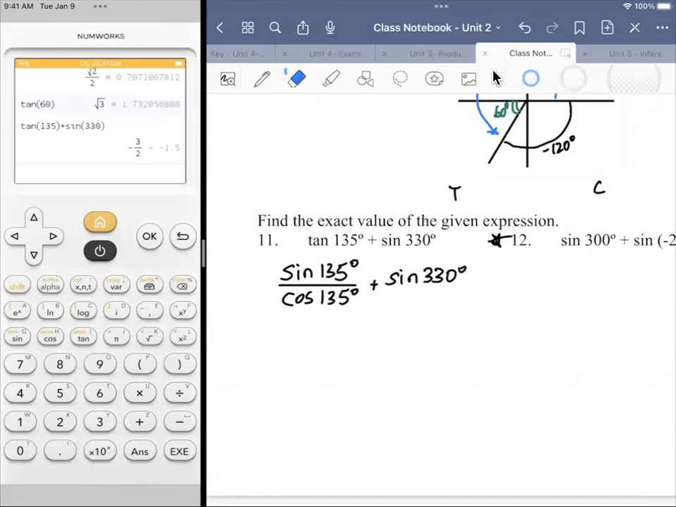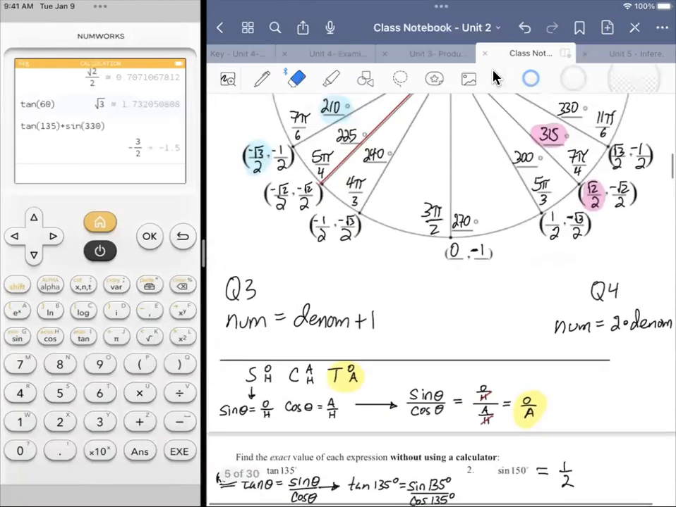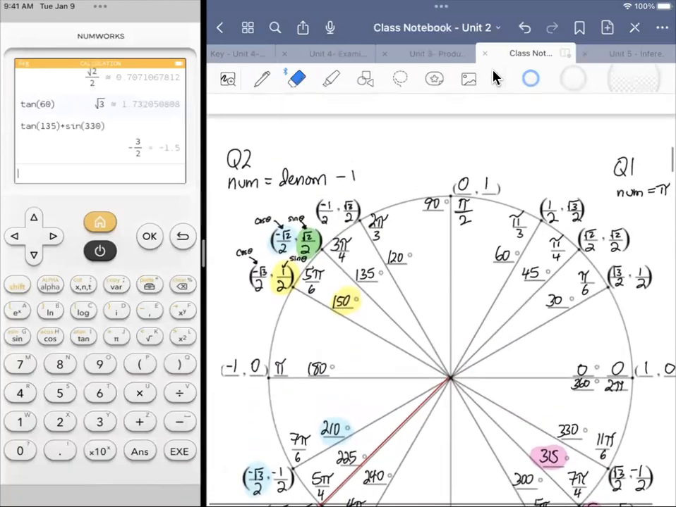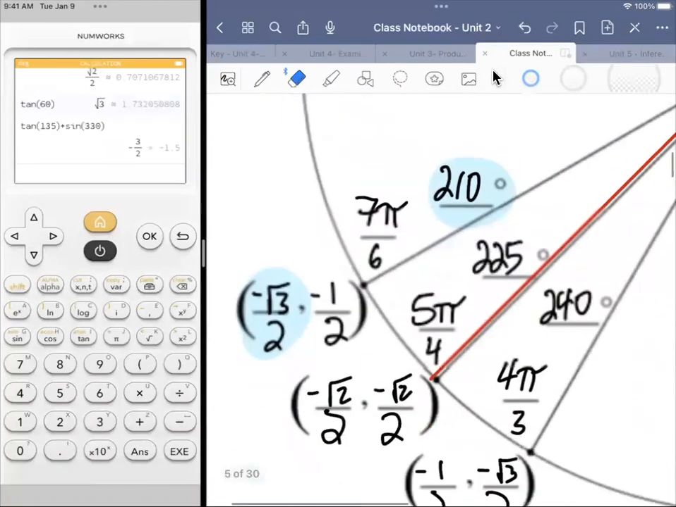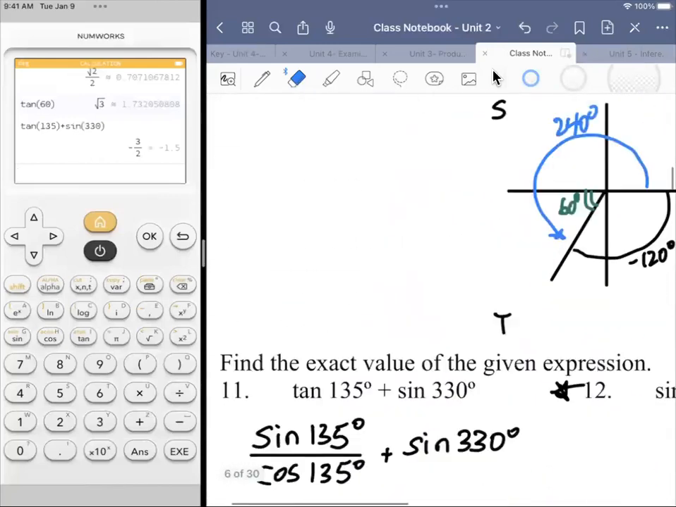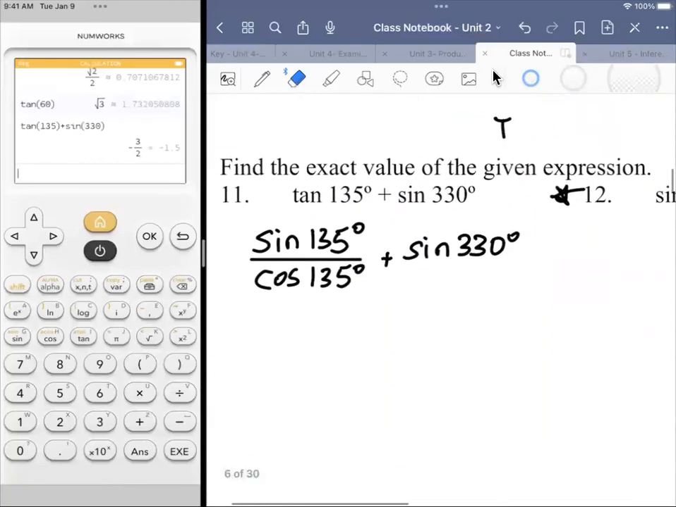All right. So referring to the unit circle, 135 degrees, so I'll go previous page, 135 degrees has a cosine value of negative radical 2 over 2 and a sine value of positive radical 2 over 2. All right. So we could just plug that in. So radical 2 over 2, negative radical 2 over 2.